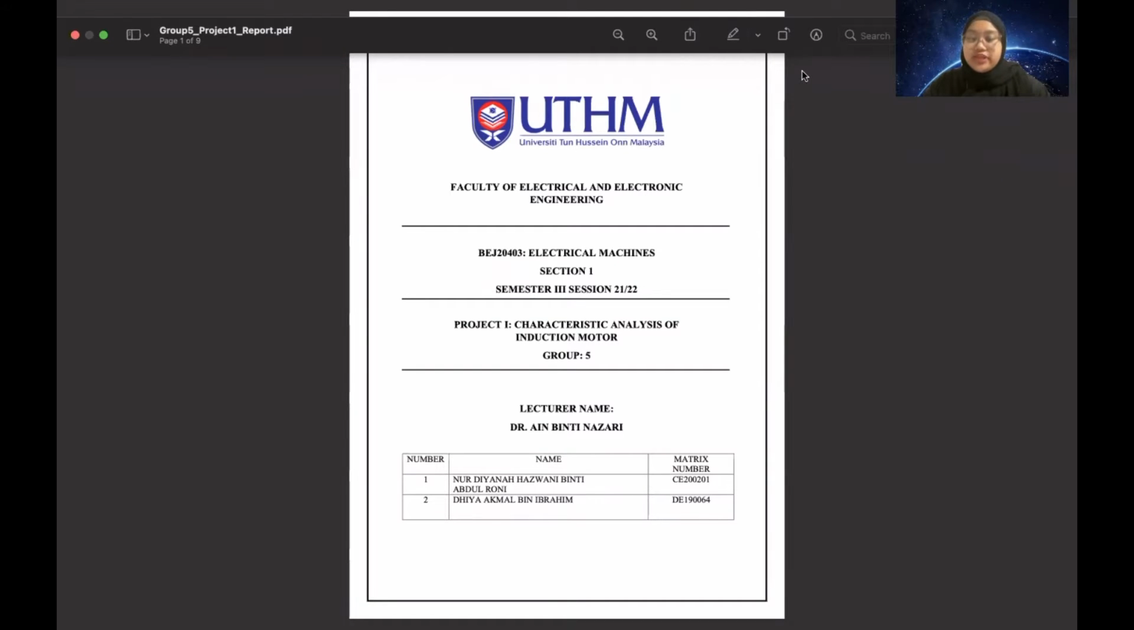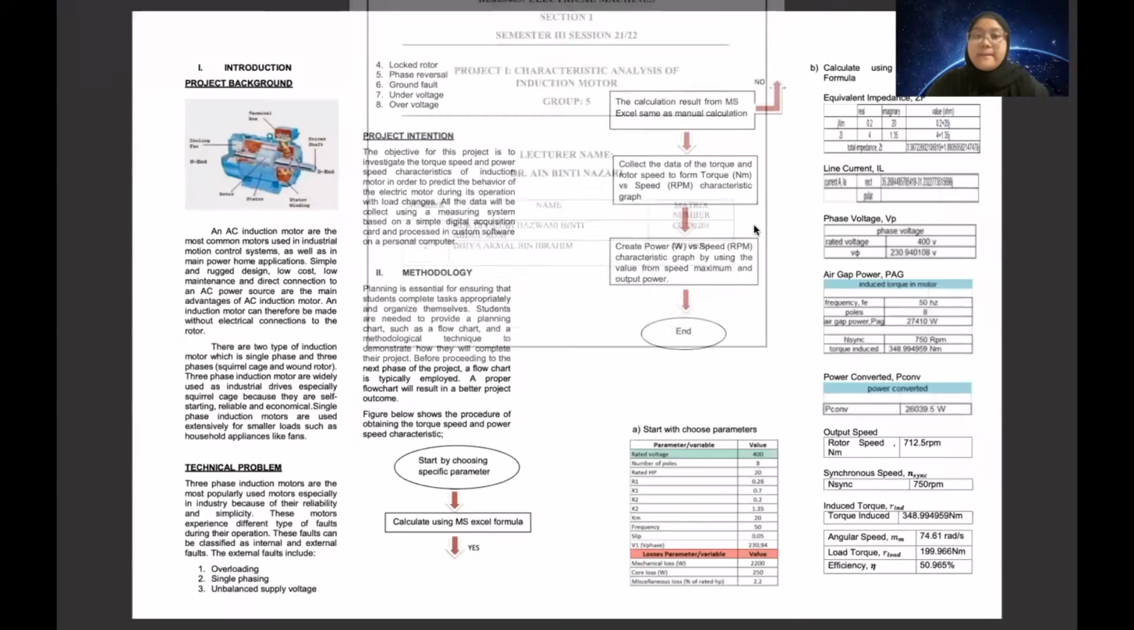Saya Nordina Hazwani binti Abdul Roni, nombor matrik CE 200-201. So saya punya part saya akan present tentang report project, which is the project title is Characteristic Analysis of Induction Motor, and we are from group 5.